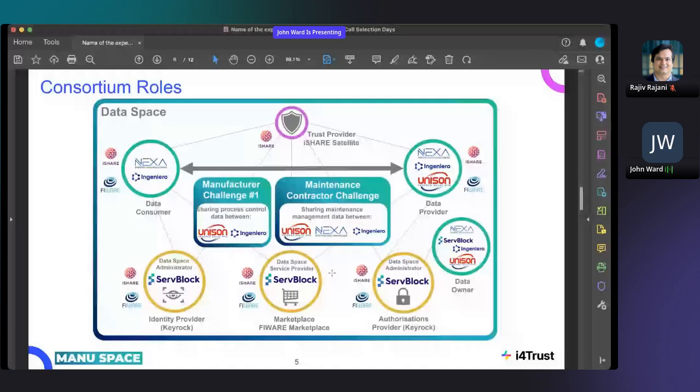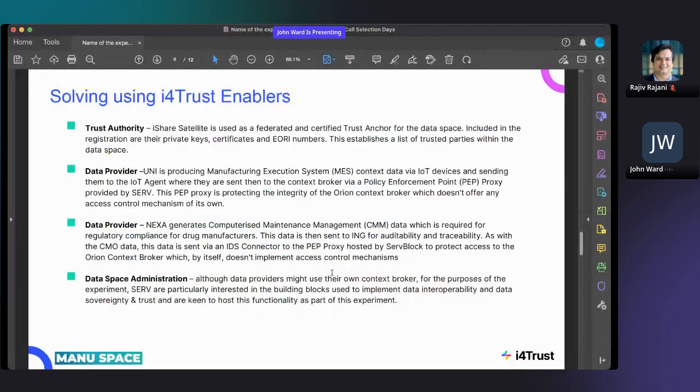We have two challenges within our data space experiment for iForTrust. This is sharing process control data between manufacturing companies and sponsor pharmaceutical companies, and then the sharing of maintenance data and management data, so equipment status data, whether it's a contract manufacturer, a third-party vendor, or a pharmaceutical company looking to get insights into the status of equipment. Quickly go through that. So again, we're doing all this through iForTrust enablers.